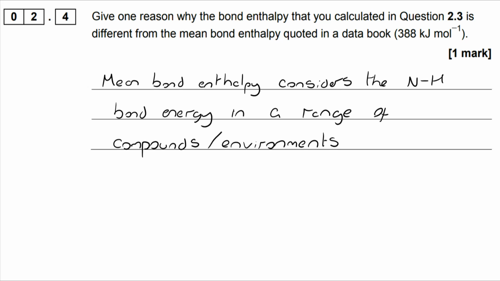The mean bond enthalpy does not just consider the bond in the environment that we are looking at the moment. NH exists in ammonia, but it exists in amines and amides as well. It exists in a range of compounds and environments, and in every single case there will be a very slight difference in the value. The mean bond enthalpy considers a range of compounds and environments, and the average is worked out from there.